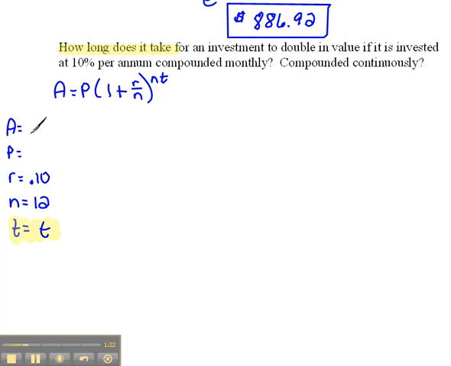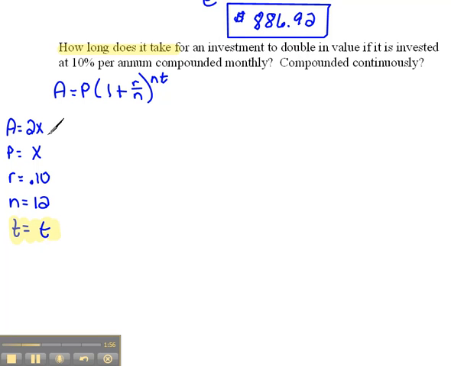But they did not give us an A or a P, a principal amount or an ending amount. Specifically, I mean, they didn't say, you're starting out with $1,000. They just said that they want our investment to double. So however much we start with, let's start off with a principal of x, then we would end up with an amount after time of twice that much, or 2 times x. Now that is perfectly legal to do, and whenever we get started here, you'll see what happens.